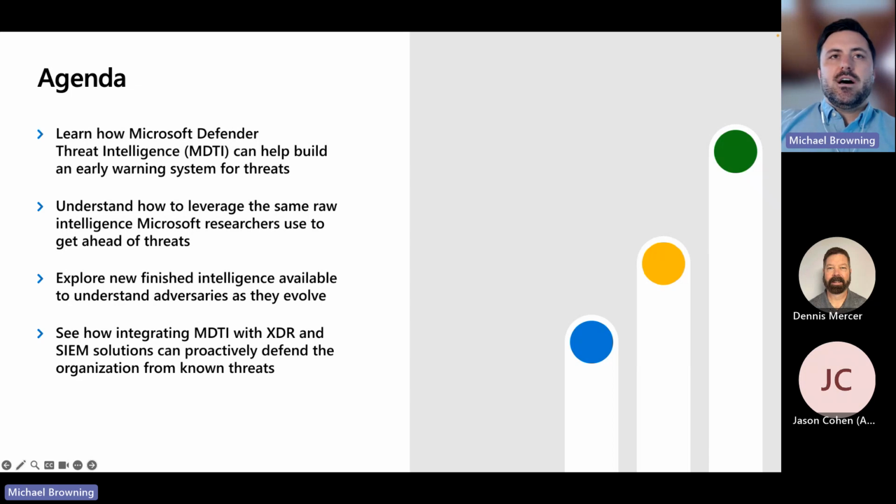So I want everyone on the call here to leave with a few things. Learn how Microsoft Defender Threat Intelligence, MDTI, can help build an early warning system for threats. Understand how to leverage the same raw intelligence Microsoft researchers use to get ahead of threats. Explore new finished intelligence available to understand adversaries as they evolve. And see how integrating MDTI with XDR and SIEM solutions can proactively defend the organization from known threats.